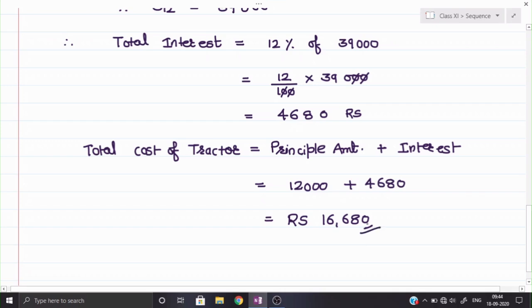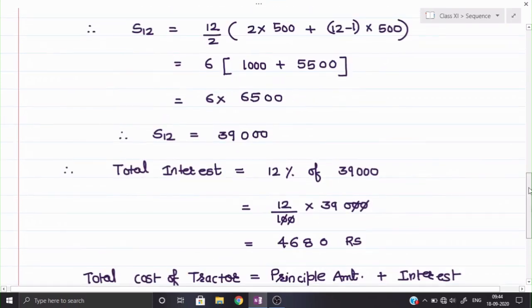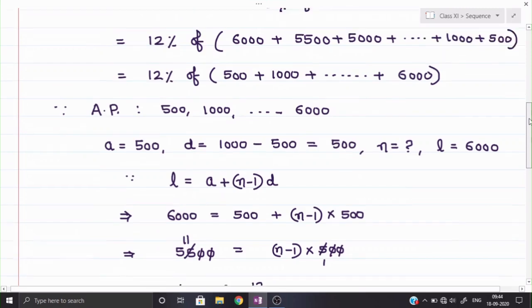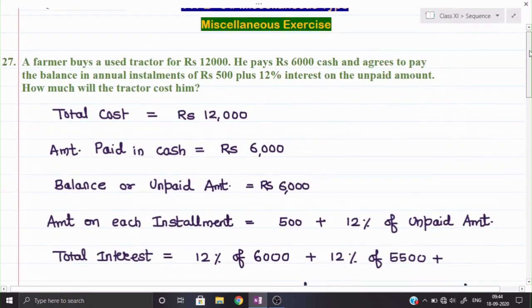Okay, so you can see this question once again. If you understood well, then question number 28 you need to solve on your own. Okay, now let us see the next question.